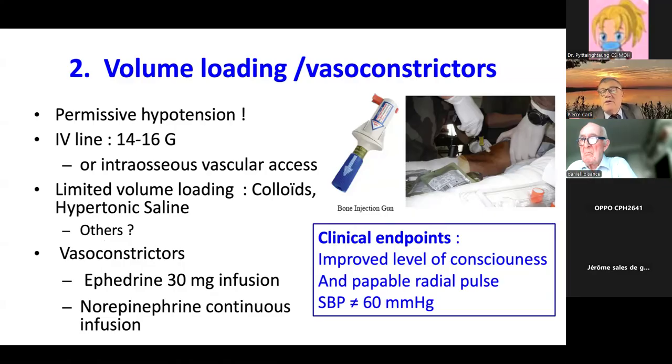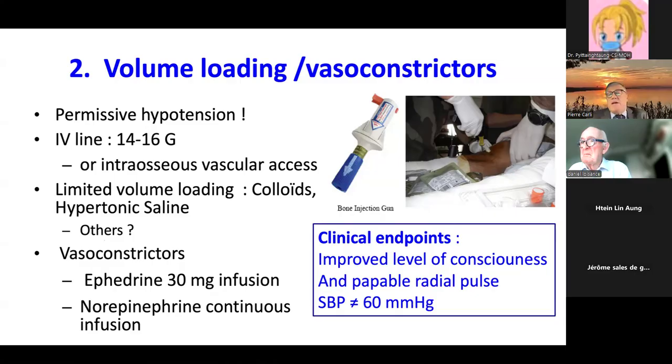Not a lot of colloid. Hypertonic saline, for example, is good because it's limited volume and good effect. But isotonic saline, large volume of saline infusion, they create a lot of problems in terms of coagulation and also respiratory distress. So you add to that vasoconstrictors.